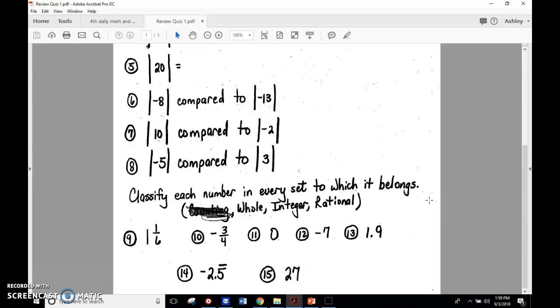And number 15, 27. Classify 27 in every set to which it belongs.